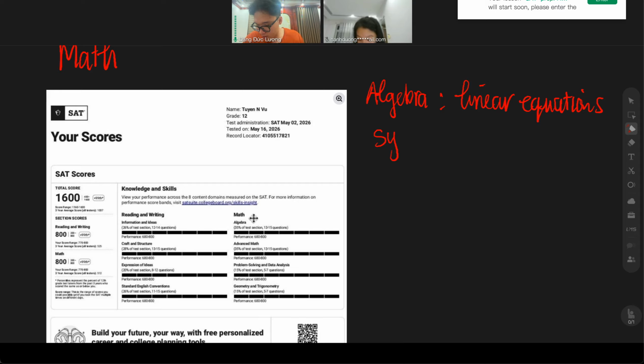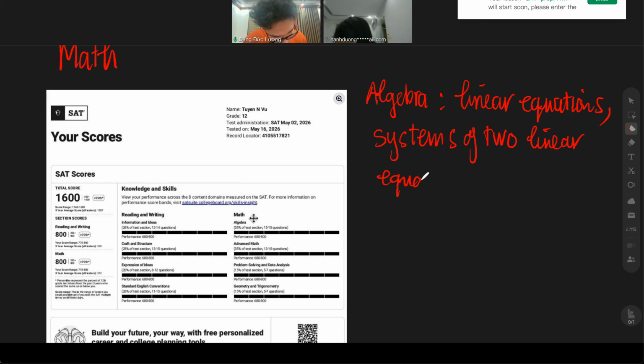And next is the systems of two linear equations. You already know the representation of a system of two linear equations is two straight lines. They can intersect each other, they can be parallel to each other, and they can be the same line, right?